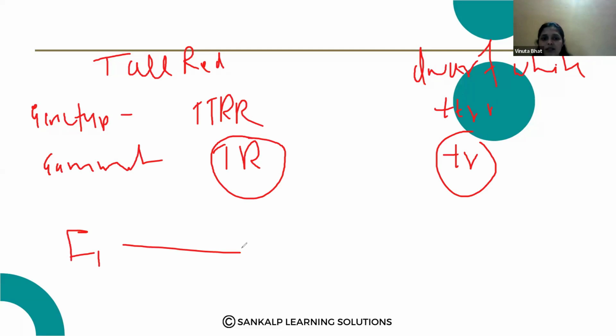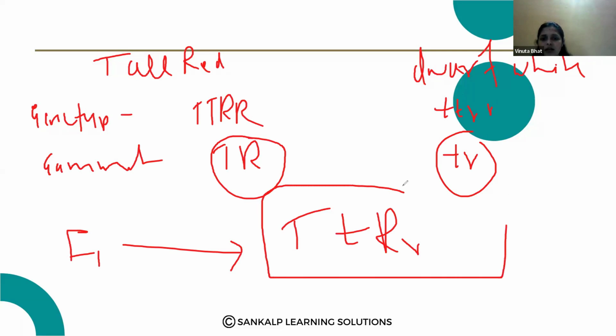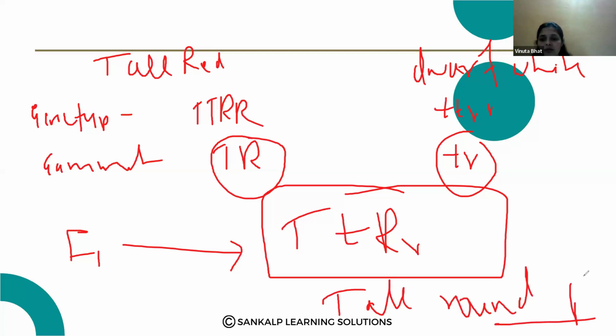F1 generation plants are TtRr. So here TtRr, that is the tall plants. Okay, the F1 generation plants were tall, and these plants are producing the red color flowers. So very important, please note down this step. Okay, next I will clear the slide.